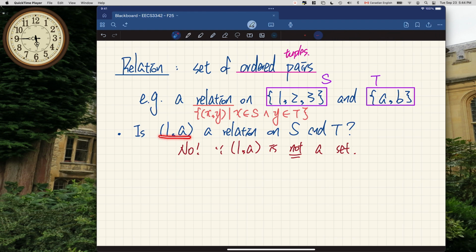Is 1A a relation? We said no, even though 1 comes from here and A comes from here. However, this is a single pair. It's not even a set. So it's not a relation. As simple as that.